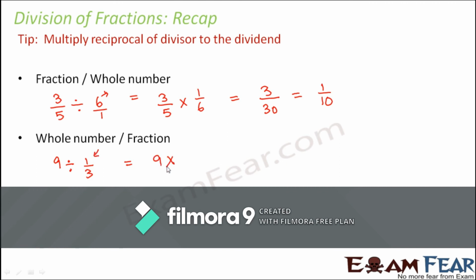So what we do, we multiply it with the reciprocal of 1 by 3, which is 3. So the answer would be 27. The third situation that you can encounter is fraction divided by fraction, something like 1 by 6 divided by 1 by 15. So here the divisor is 1 by 15, so we can write it as 1 by 6 multiplied by 15 by 1.